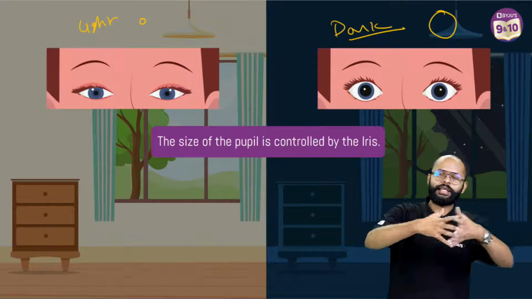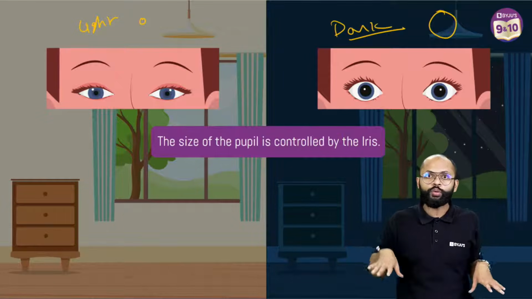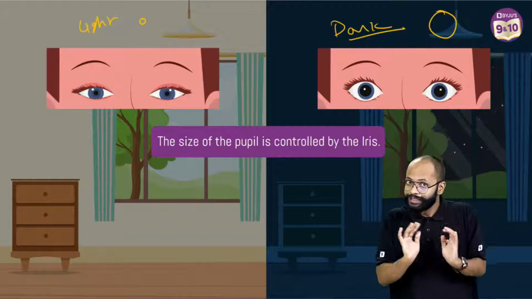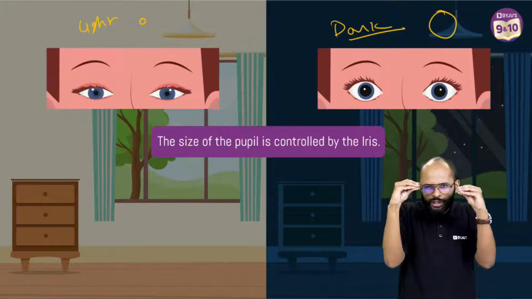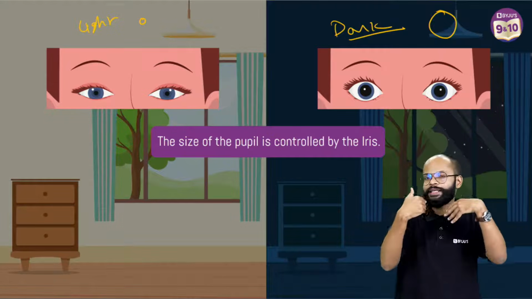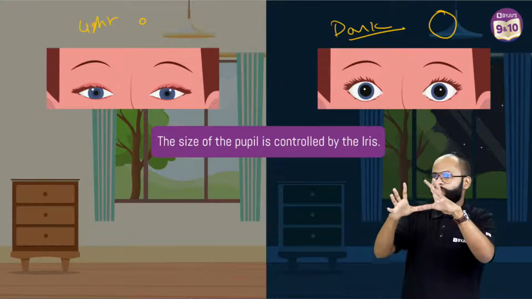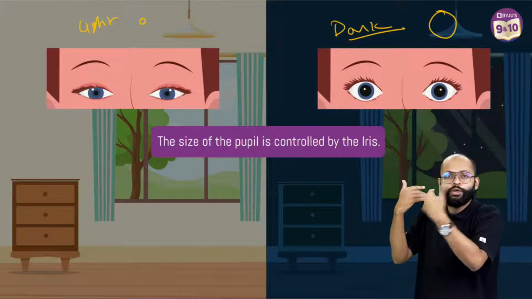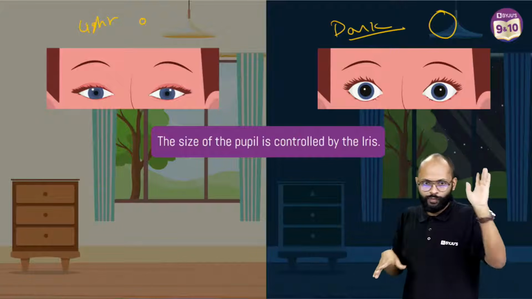If so much light is around you, you don't want all the light to go inside. Retina is a sensitive layer, which means you have to protect it. So, you make the hole smaller so that less light enters. If the room is dark, there is very little light. You want more light to enter so that you can form an image. That's why it becomes big.